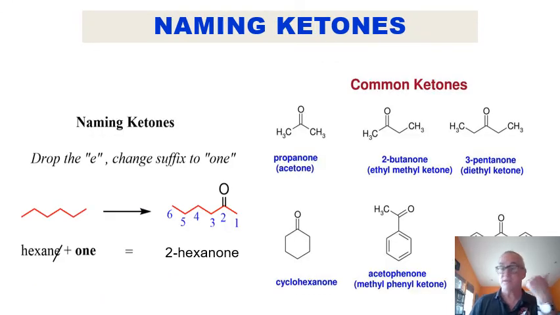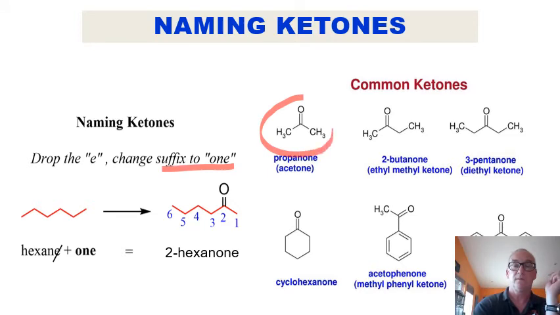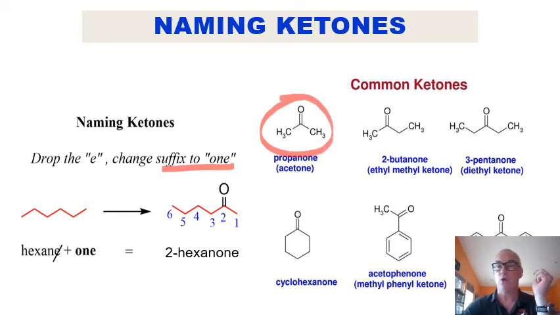Naming ketones, our suffix is then -one. So propanone, that would have 1, 2, 3 carbons. And since it's a ketone, it's got to be an internal carbon, got to be the one in the middle. So we would call that propanone.